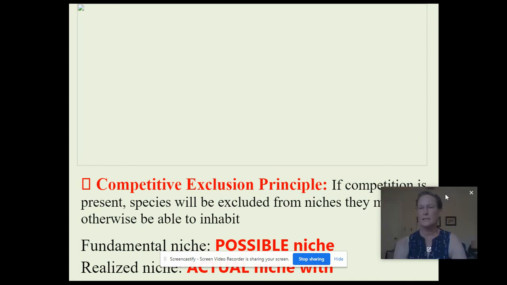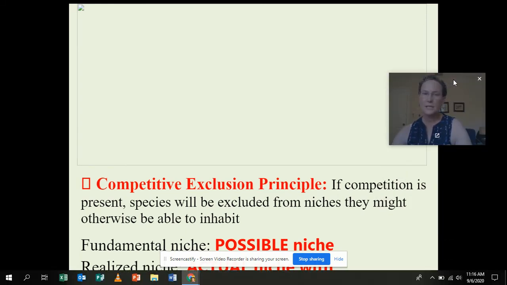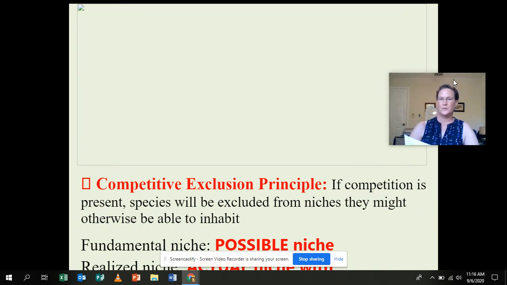Okay, so now our last thing here is the competitive exclusion principle. Sorry if you can't read that last little part there, but I can read it to you. The competitive exclusion principle is: if competition is present, species will be excluded from niches that they might otherwise inhabit. So what happens is you might have a possible niche. A fundamental niche is a possible niche, and this happens without competition. Whereas the realized niche is the actual niche with competition present, okay? And that's what's not showing here all the way.